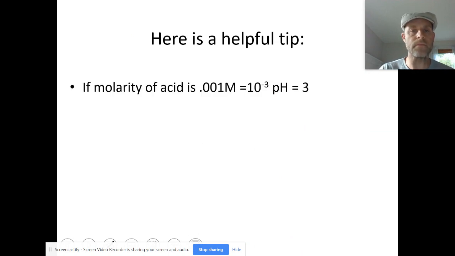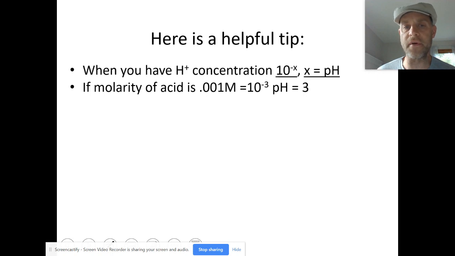Okay. So here's a helpful tip. If molarity of acid, remember molarity is just concentration, if it's 0.001, that's really the same as 10 to the negative 3.